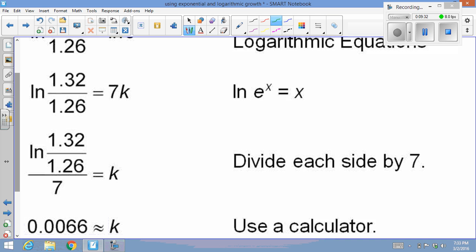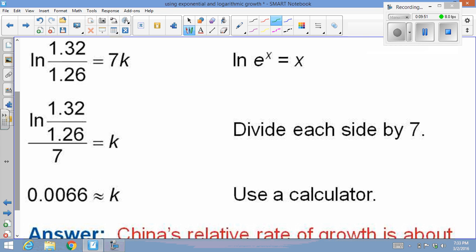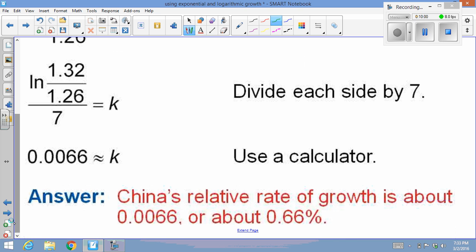So now you're going to do the natural log of 1.32 divided by 1.26. Notice that you're not taking the natural log of 1.32 and the natural log of 1.26. You're taking the natural log of parentheses 1.32 divided by 1.26, close parentheses. And then you're going to divide that by 7. When you do that, we get 0.0066, which, if I were to change that into a percent, would be 0.66%. And that's what they asked for, our growth rate. So that tells me that I would have 0.66%.